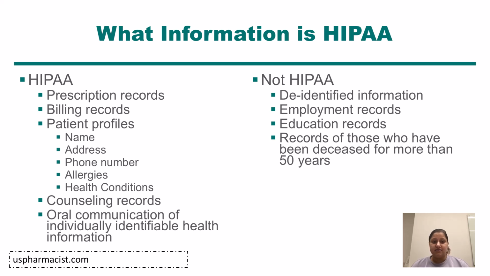Things that are not considered HIPAA is any information that's de-identified. You do have to go through a whole process of what de-identification means and looks like, and that can vary from state to state and practice site to practice site. So check with your local site. Employment records, education records, and this is because it falls under FERPA, which is a different protection, and records of those who have been deceased for more than 50 years.